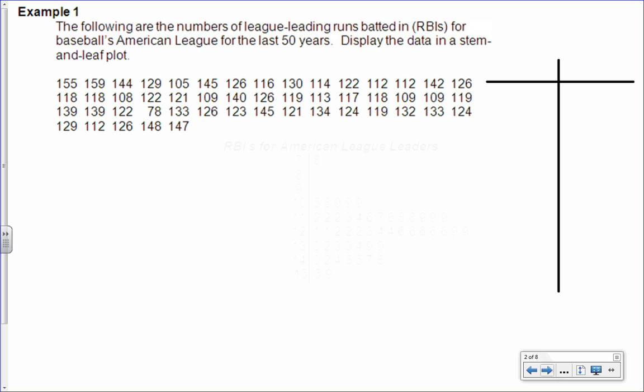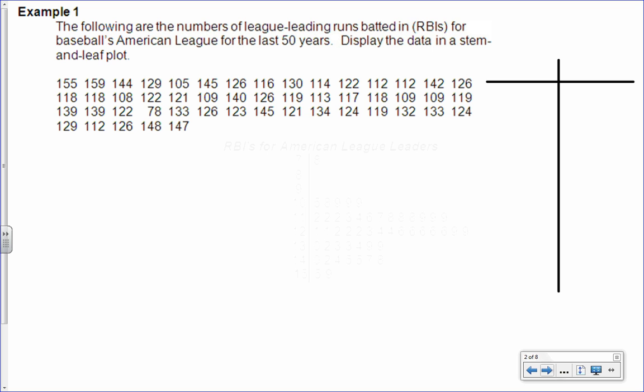So what you see here is the following are numbers of league-leading runs batted in, otherwise known as RBIs, for baseball's American League for the last 50 years. But this is about 10 years old. So this is the league leader. So you can probably find the strike year in there for the runs batted in. Yeah, the 78 is probably the year that they had the strike. Right? Display the data in a stem and leaf plot.